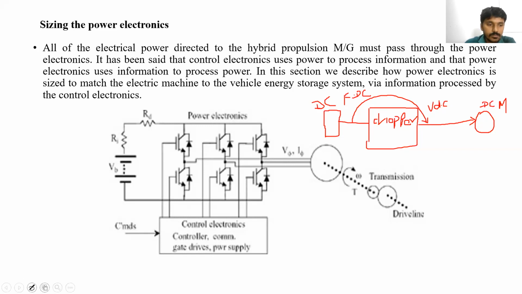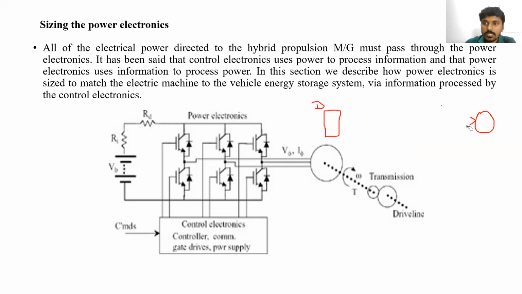So in case we have the DC battery and we are using an AC motor, this is the DC battery and we are using the AC motor, then directly we can use the inverter here. We can use the inverter, right?